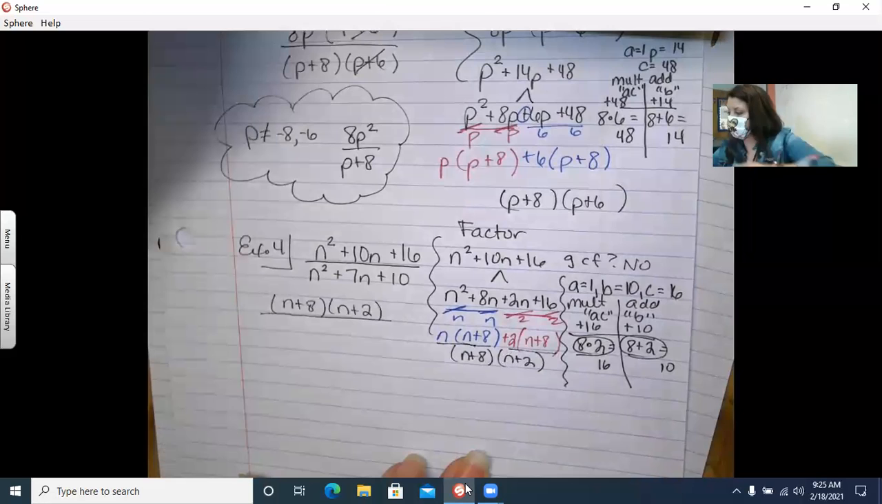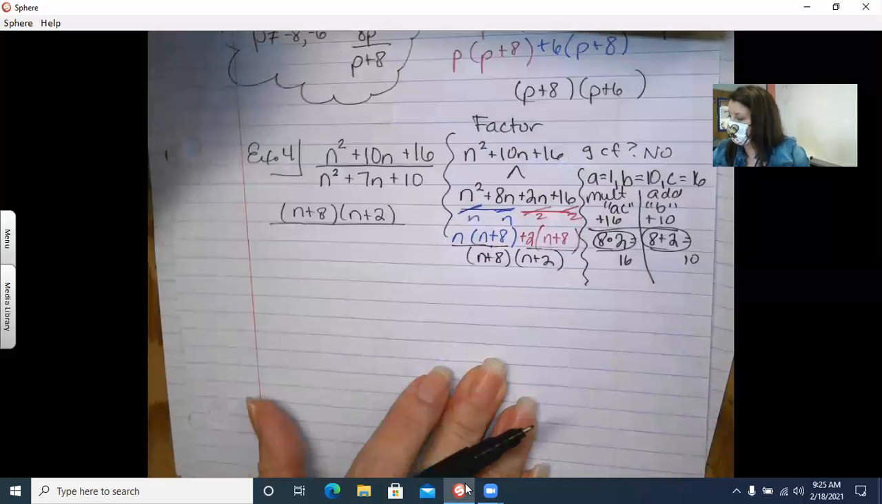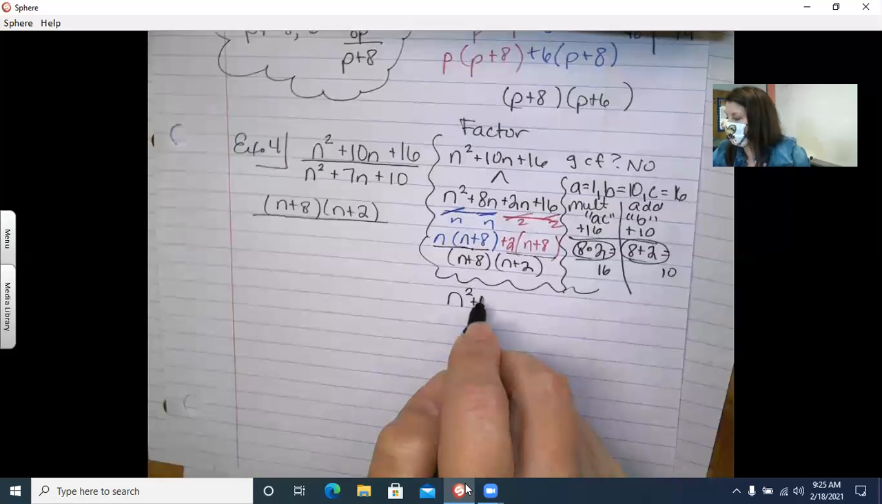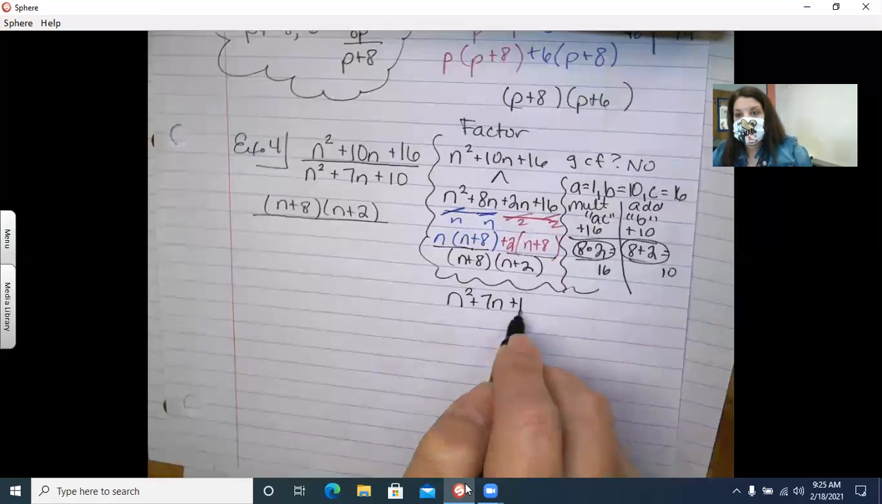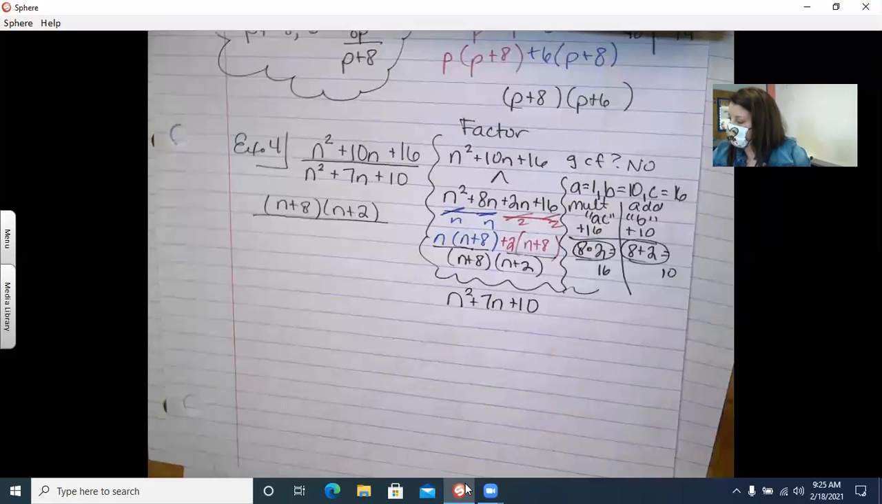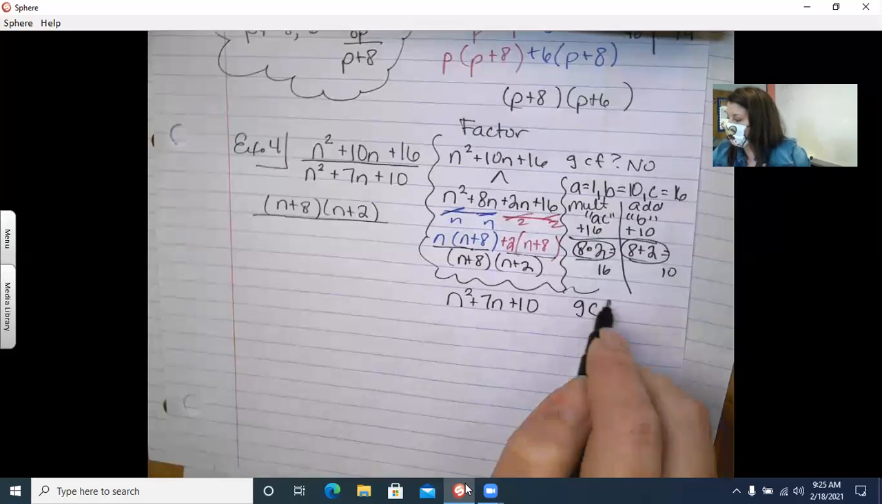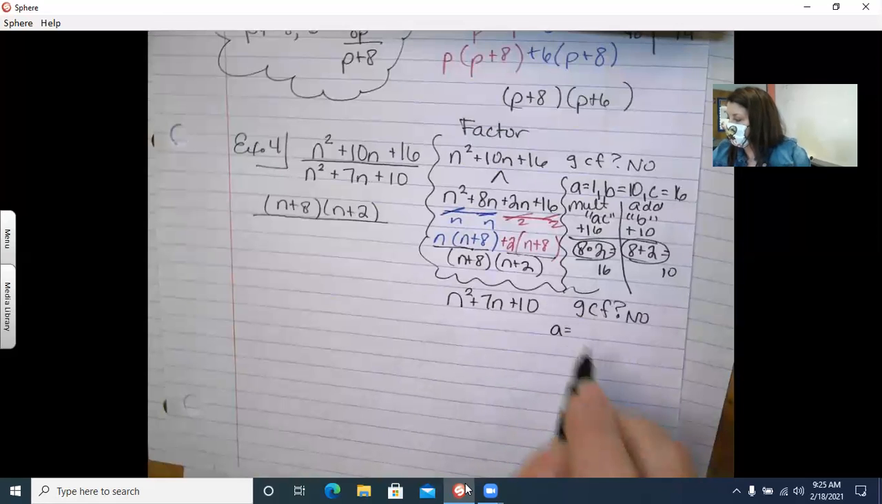It's also a quadratic. So if it's factorable, we'll be able to do a T-chart and factor by grouping. Is there a greatest common factor? No. What is A equal to? What is B equal to? What is C equal to?